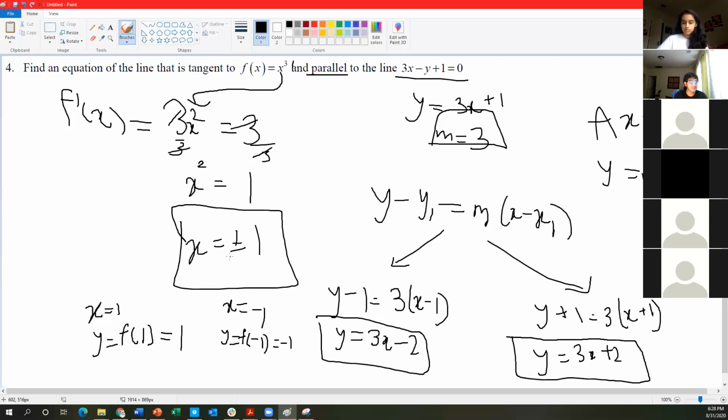And this should make sense. If these are our two answers, if I think about x cubed, it looks something like this. At x equals 1, we have, okay, once again, I can't draw properly, so you have to understand that this is a challenge for me.